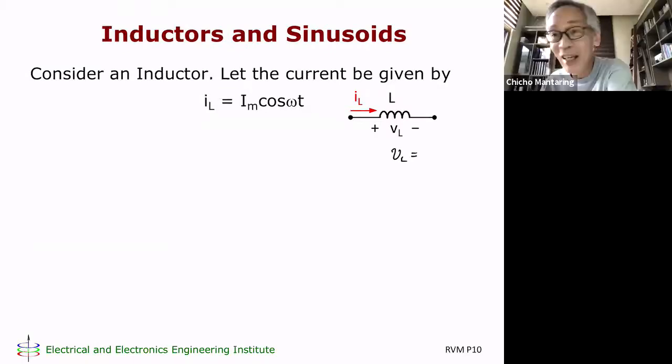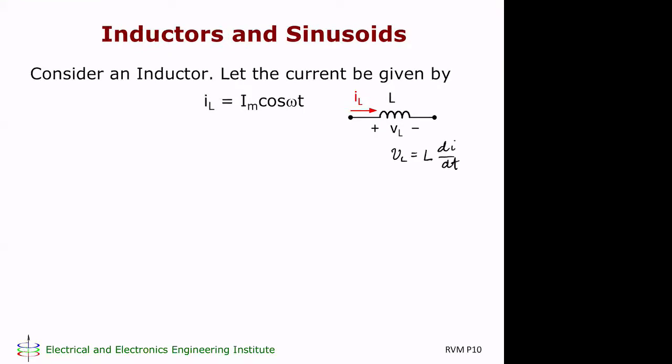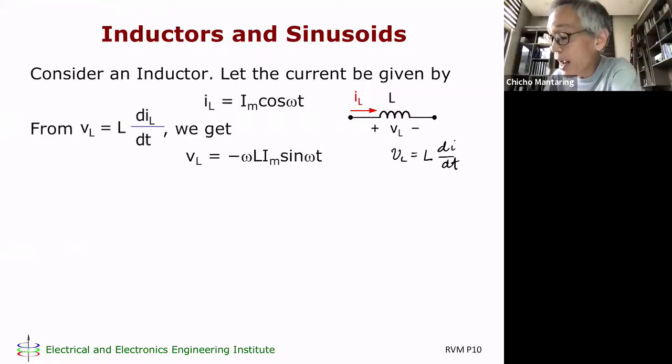Anyone? Nakalimutan niyo? V is equal to L di dt. Right? L di dt. So if I get VL equal to L di dt, this is going to be my expression for V. It's going to be L multiplied by the derivative of I with respect to t. The derivative of I with respect to t is going to be negative omega, because the derivative of cosine is minus sine. Negative omega I of m sine omega t.